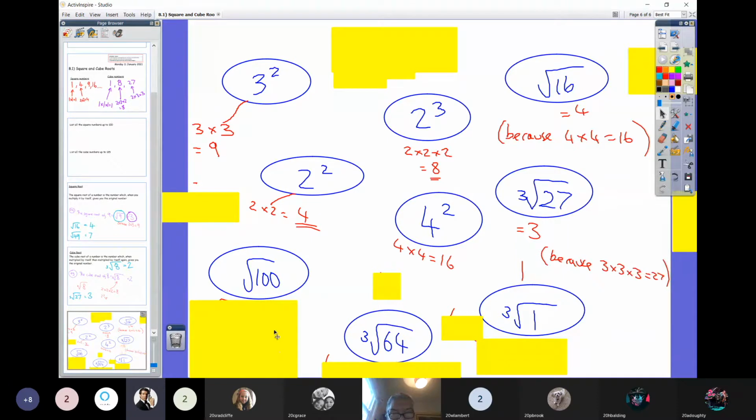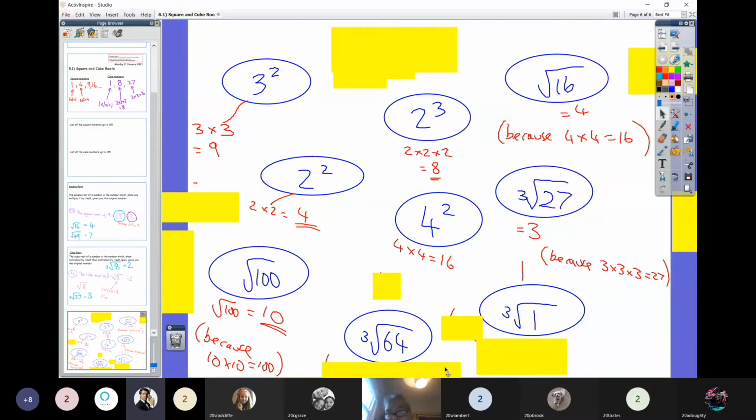Bottom left, what's the square root of 100? What number times itself is 100? That's 10. Now, what's the cube root of 64? What number times itself and times itself again gives us 64? This is a tricky one. That is 4. And then finally, what's the cube root of 1? What number times itself and times itself again gives us 1? Well, that is in fact 1.